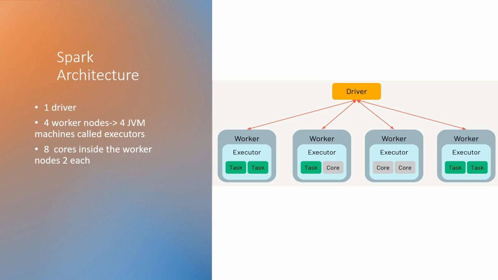where we can see the results. For example, here we have one driver node and four worker nodes, and each node has an executor and it has two cores, all the same. So here, four worker nodes and eight cores. And this is a very typical Spark architecture. The cores execute the tasks and they return the result to the driver. In a nutshell, this is the Spark architecture and how things work behind the scenes.